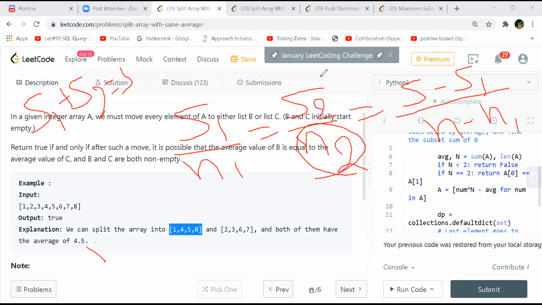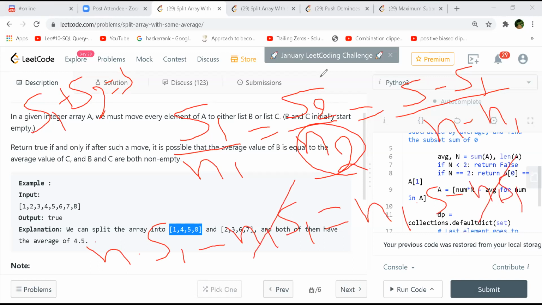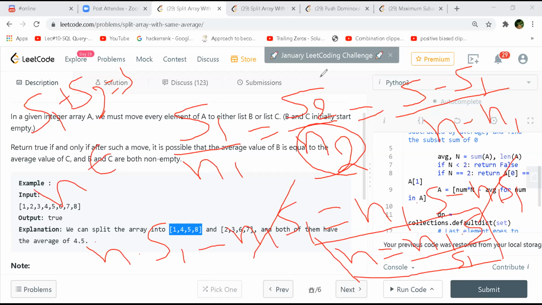Now if you multiply this, N into S1 minus N1 S1 equals N1 into S minus N1 S1, right? So these two will be cancelled. Now N is equal to N1 into S upon S1. So this is telling you that if you find N to be an integer, then you are done.